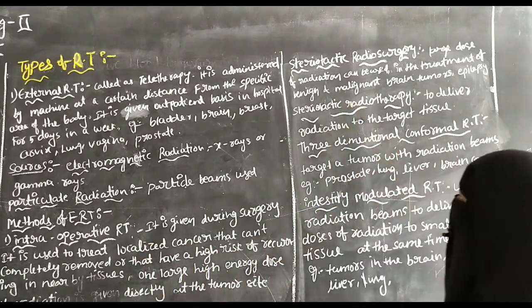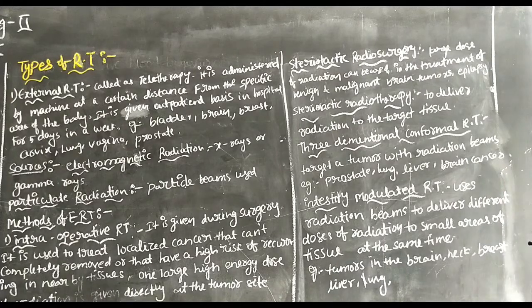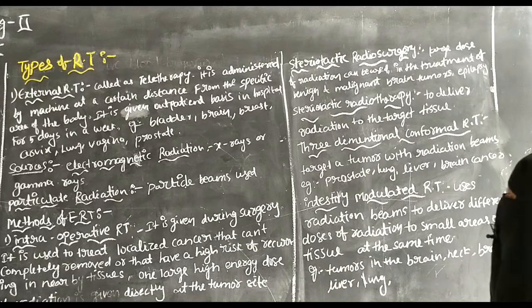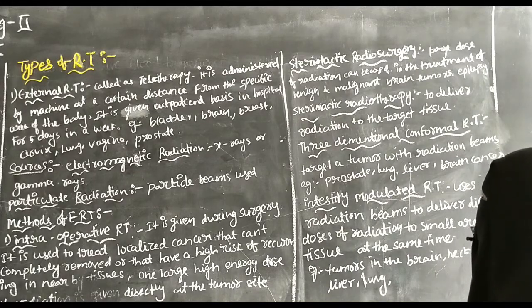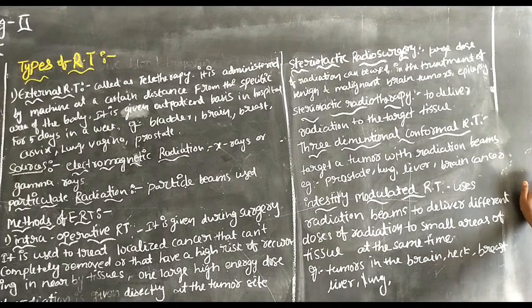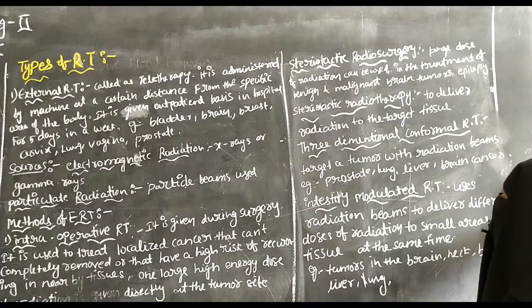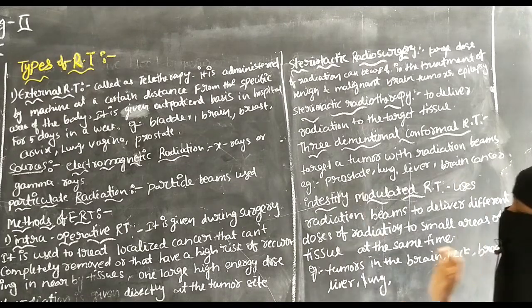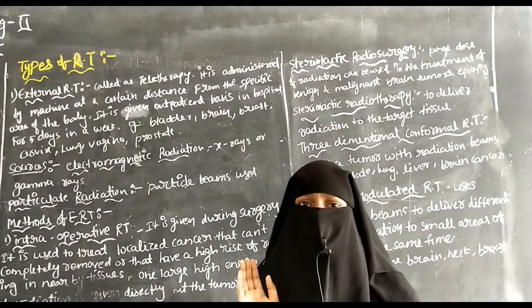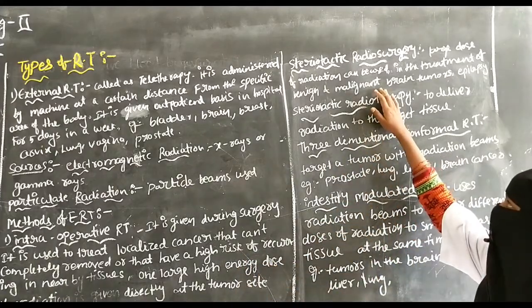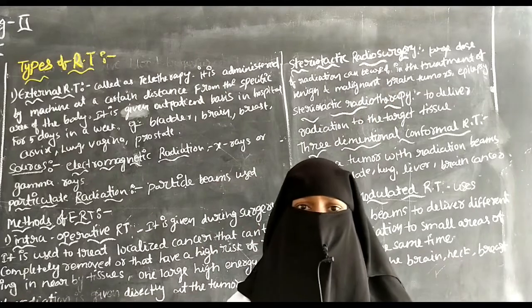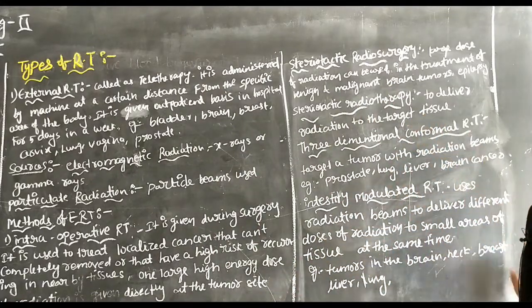And next one is stereotactic radiosurgery. A large dose of radiation is used in the treatment of benign and malignant brain tumors. Benign means the cancer is confined to a particular area, and malignant means the cancer spreads to other parts of the body. So in stereotactic radiosurgery, the treatment can be given to benign or malignant brain tumors.